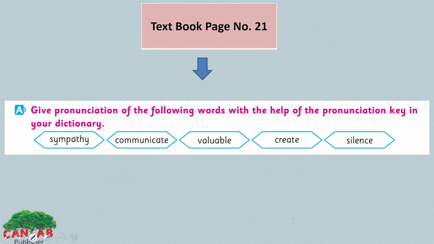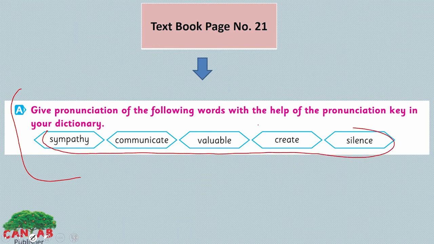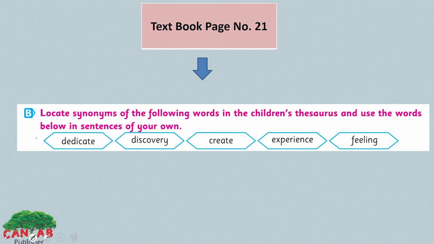Now look at the exercise here. What you need to do is give the pronunciation of the following words with the help of the pronunciation key in your dictionary. You have to open your dictionary and find the pronunciation of these words with the pronunciation key. You can also take help from the chart given in your textbook on page number 21.